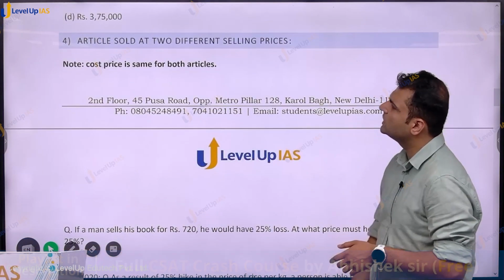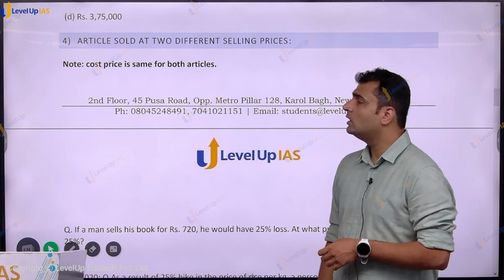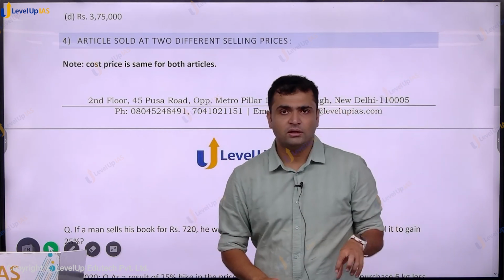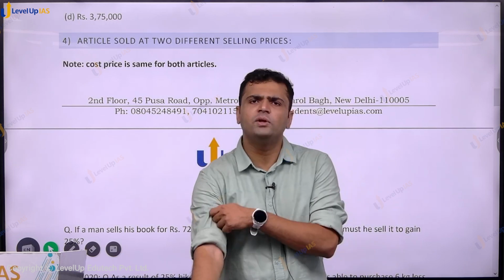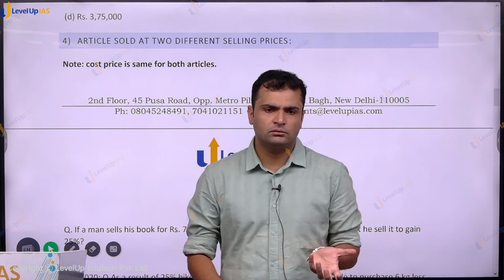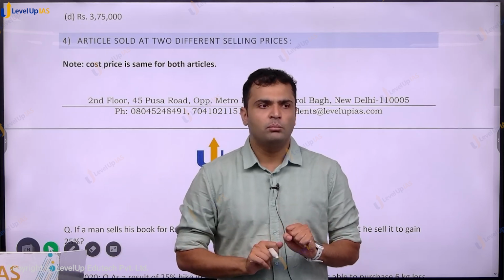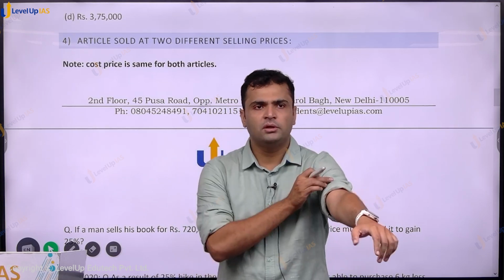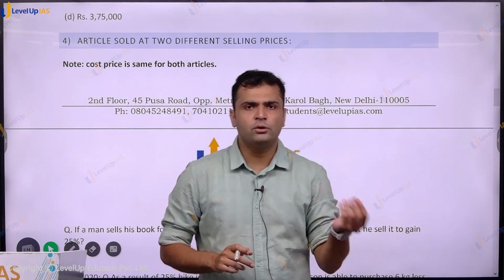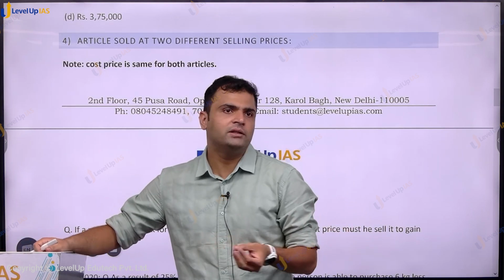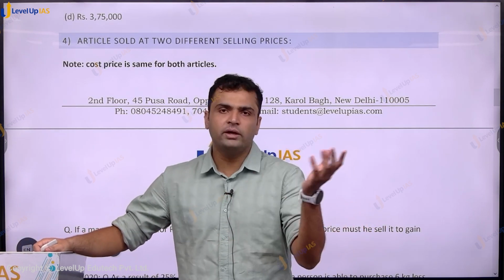Question, next section is article being sold at two different selling prices. Basically, we have an article and there are two different selling prices. How does it happen? For example, you are a shopkeeper. Your cost price of that item is fixed, right? But let us say you go to the shop and you buy the item. You try to bargain and you buy the item at 150 rupees or 200 rupees.